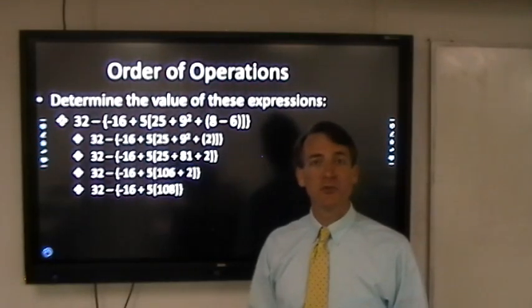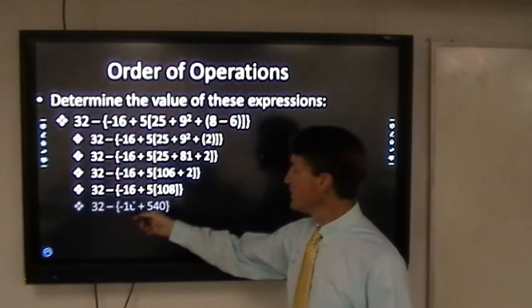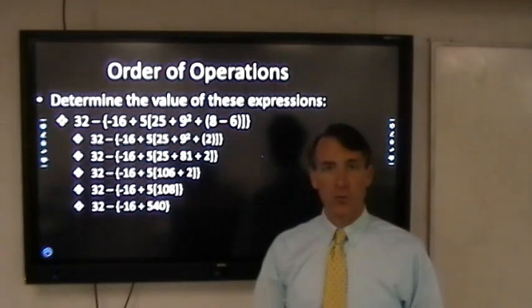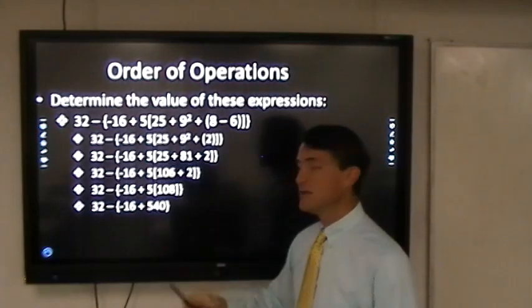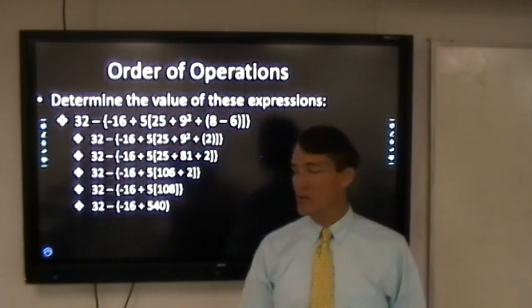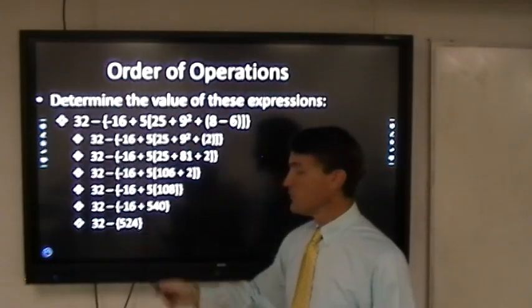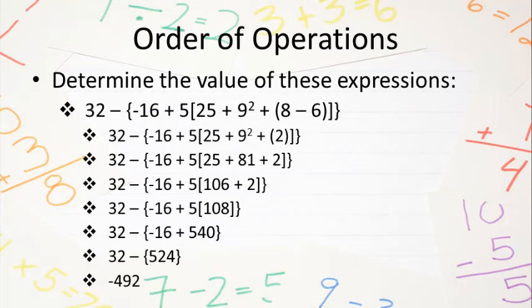So inside the brace here, I've got negative 16 plus 5 times this 108. I have to do the multiplication next. 5 times 108 is 540. So I have 32 minus the negative 16 plus 540. I still have the symbol of inclusion, so I need to take the negative 16 and add 540 to it. We're adding two numbers with different signs, so we find the difference in their absolute value. That's going to give me 524, and it is going to be positive because I have more positives than I do negatives. So that gives me 32 minus 524. When I do that subtraction, I get a negative 492.